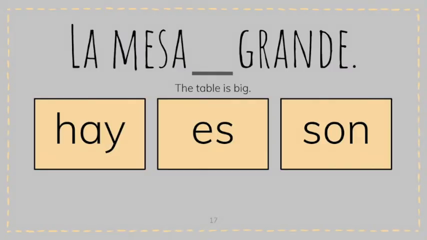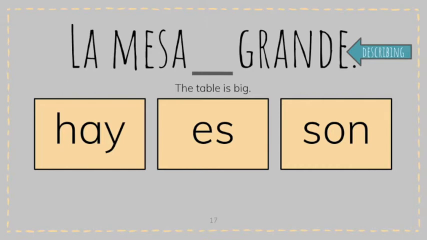All right, so here we have another sentence. The table is big. La mesa blank grande. Okay? So the purpose of this sentence is what? Are we talking about the existence of the table or are we talking about the description of the table? We're talking about the description of the table. Okay? Big is a describing word.